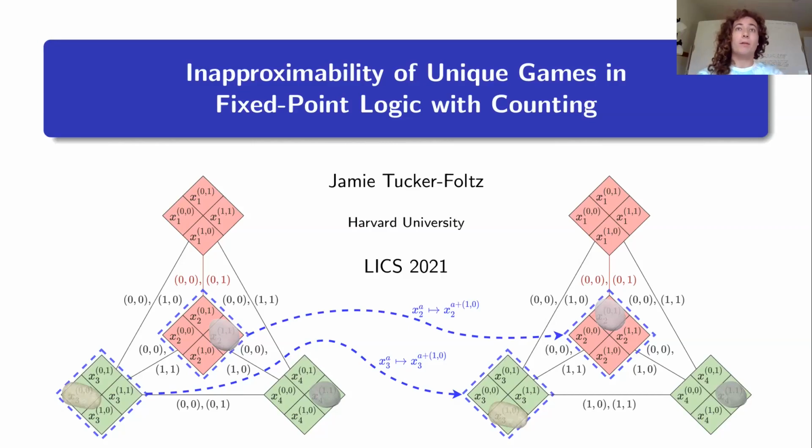Hello, my name is Jamie Tucker-Foltz, and I'm going to be presenting some new lower bounds on approximating the unique games optimization problem in fixed point logic with counting. There's also a 1-hour version of this talk that's geared towards a more general theoretical computer science audience, and you can find the link at the end of the slides.